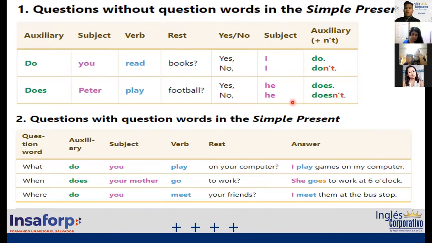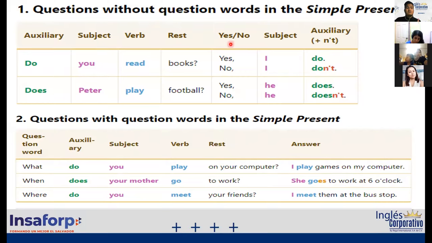If I ask the question, what do you play on your computer? Is it okay if I say, yes, I do? Not right. It doesn't make sense. If I ask you, ¿qué juegas en tu computadora?, and you tell me, sí, yes, I do, sí, yo juego, but it doesn't give me anything. So when you use the WH question, remember that you will have to give a long, complete answer.